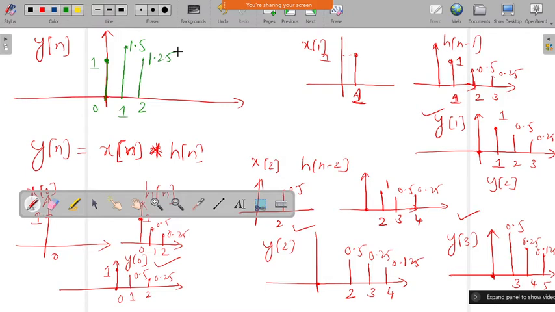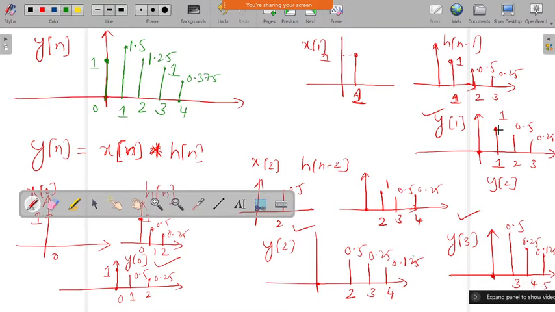Okay. So now at 3 we will have this sample and this sample. So at 3, here 0.25, here 0.5 and here 0.5. So the total value is 1 at 3. Now at 4, there is no sample here, only the sample here, and here there is no sample. So at 4, 0.125 and then 0.25. So 0.25 plus 0.125, 0.375. So this is at 4.